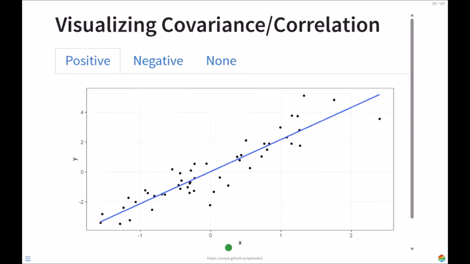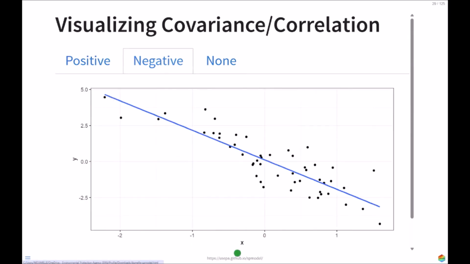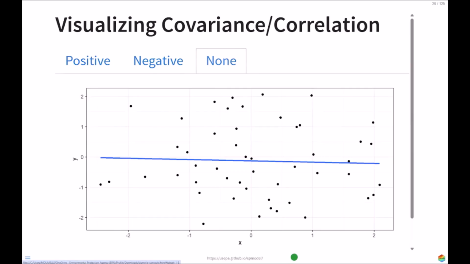These two variables have a positive covariance, so as x increases, typically y increases as well. In this example, they have a negative covariance. As x increases, y tends to decrease. And then in this third example, these two random variables have no covariance, so there's no relationship that we can glean about y by knowing something about x.